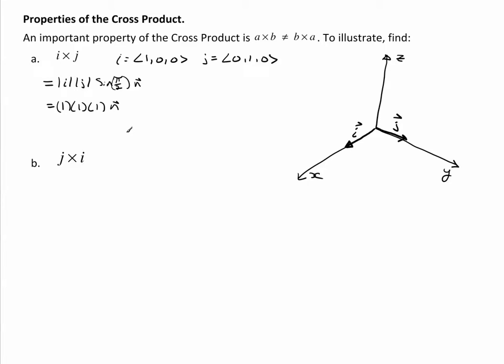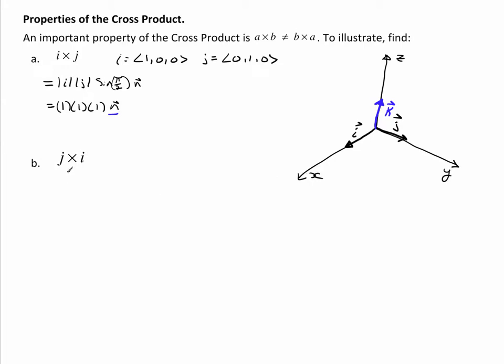Now, if I put the fingers of my right hand along I and curl them toward j, that only happens if my thumb is pointing up. So that tells me that vector n is in this direction. It's up. And n is a unit vector. Now when I multiply the unit vector by 1s, what I actually get is this vector k.